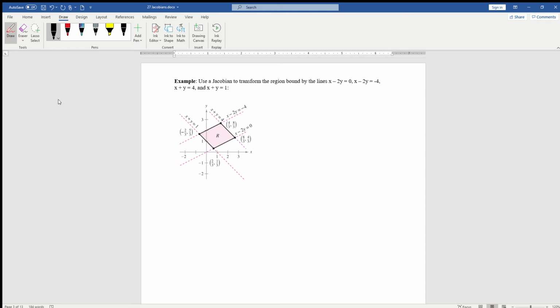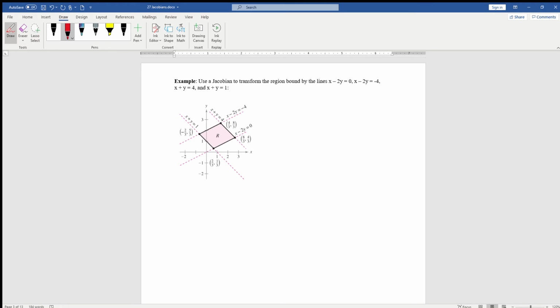We've seen one example where we took a basic system where x was equal to r cos theta, y was equal to r sine theta, and we translated that and made a Jacobian. So let's take a look at a different region. This time it's more linear, and we're going to take something that's a little more difficult and translate it into something easier to work with.